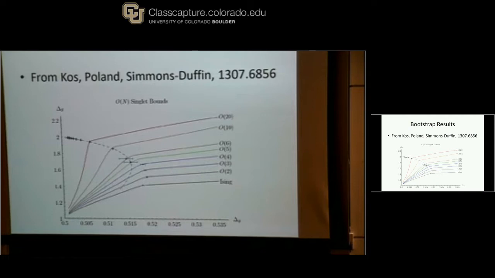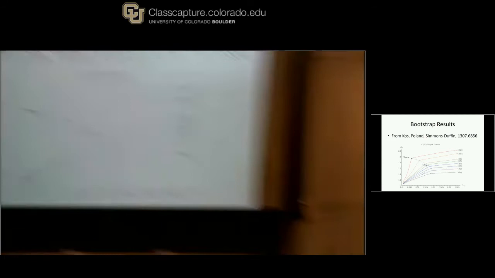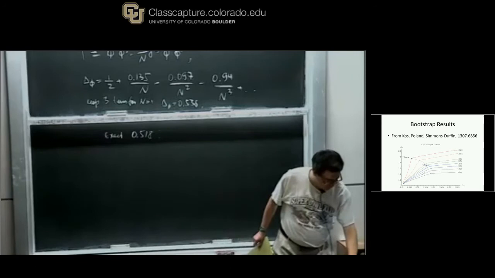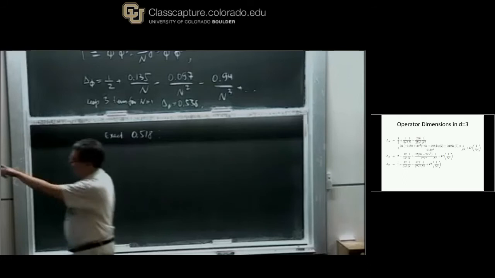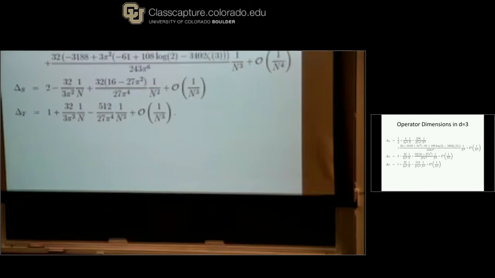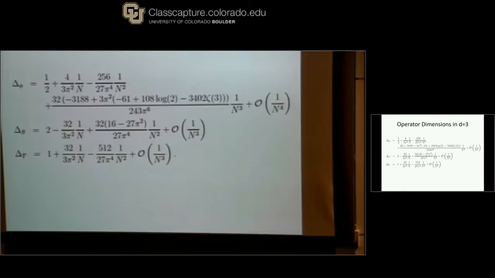What is the dotted line? The dotted line is this 1 over N curve. Here you're plotting delta phi versus delta phi squared. And the dotted line is just taking the results up to order 1 over N squared and just plotting one versus the other. You're just truncating this series to the available terms, up to 1 over N squared, and plotting one versus the other. And you see that the bootstrap somehow agrees very well for N certainly starting at 10 and higher.